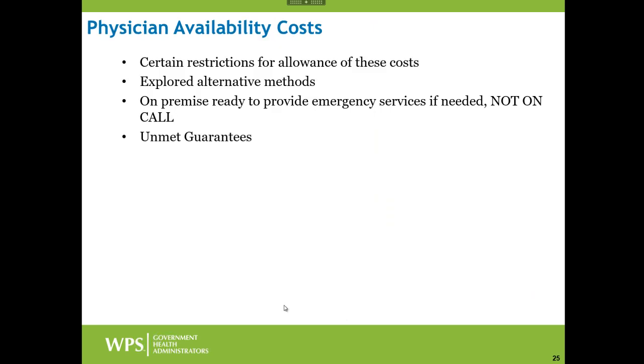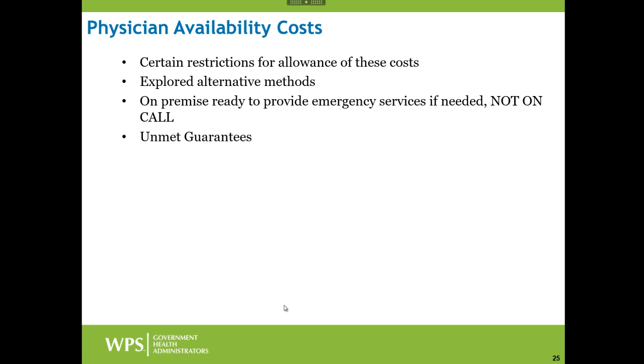Now, there are certain restrictions for the allowance of these costs. One of the requirements that must currently be met, subject to change by CMS, is that the hospital had to have explored alternative methods to see if there was some other way of staffing the emergency room as opposed to reimbursing for these availability costs. So there has to be some sort of documentation there at this point. And the other thing is that to be available, the physician has to actually be on site. They cannot be away from the facility. They cannot be on call. That's a separate thing altogether.